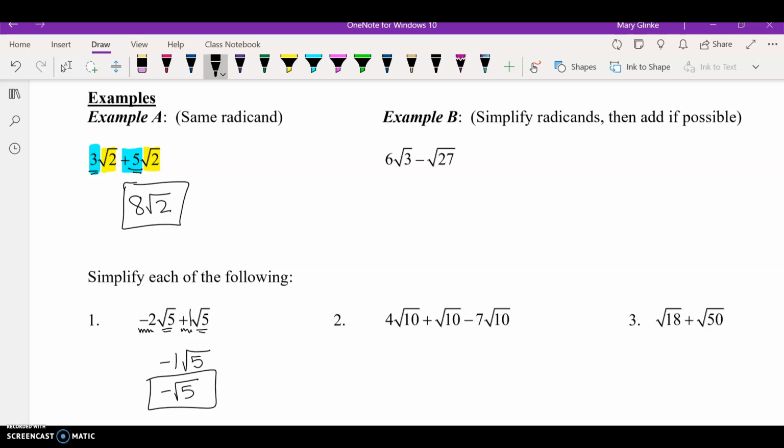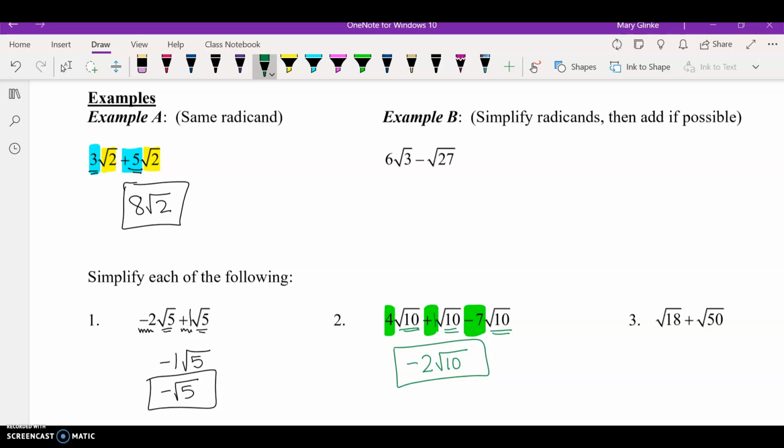For the next one, all of these are like terms. You see the 10, 10, and 10. So we can go ahead and add all of these together. We're going to look at our coefficients and combine those. So we have 4 plus 1, which is 5, minus 7, which is negative 2. And all of our terms were root 10. So we add the coefficients and leave the radical alone.